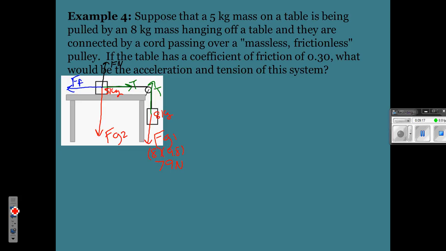Now this problem is a little bit different. In this one, we actually have to calculate F_f, which is, notice, they gave us the coefficient of friction. So we're going to have to find our F_N. Because we have to find our F_N, in this problem we're going to find F_g2, because we didn't have to in the last one. F_g2 is 49. So it's the same up here. So F_N equals 49.